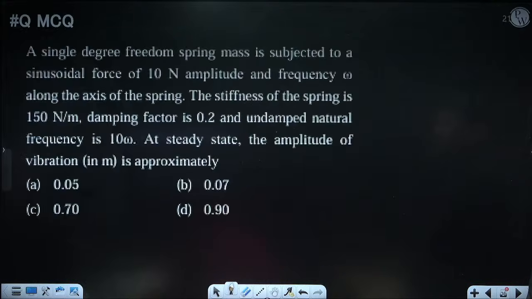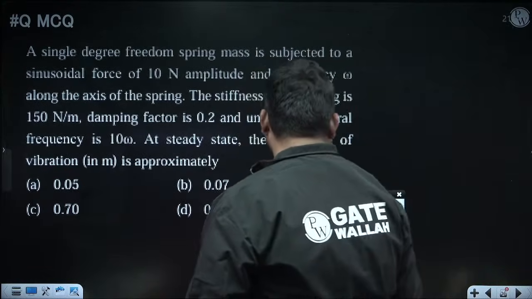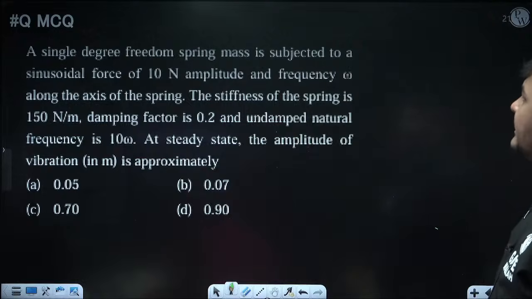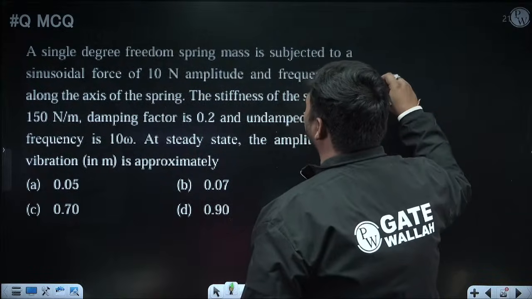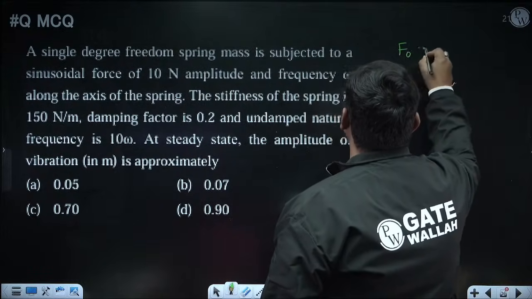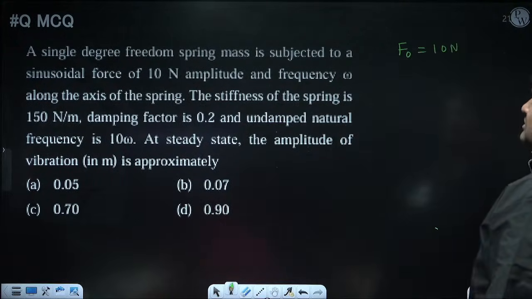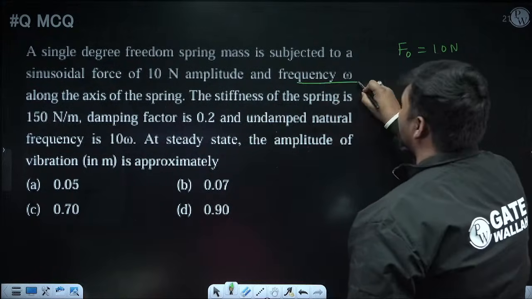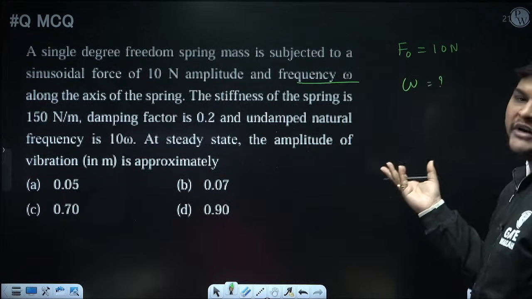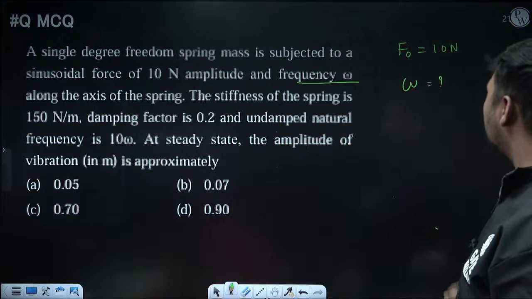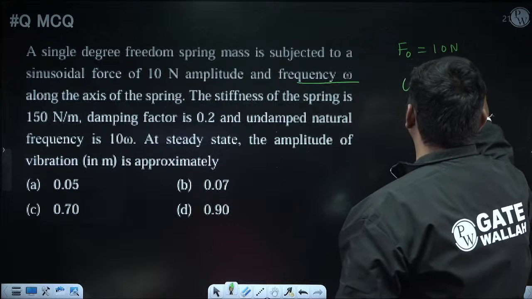Now next, this question. What is this question saying? Just read the question. A single degree of freedom spring mass system is subjected to a sinusoidal force of 10 Newton amplitude. So it is the amplitude of force, means F0 is given, it is 10 Newton. The frequency omega is the frequency of force, means the forcing frequency is given. It is denoted as omega, and we are already denoting forcing frequency as omega. Omega is forcing frequency.